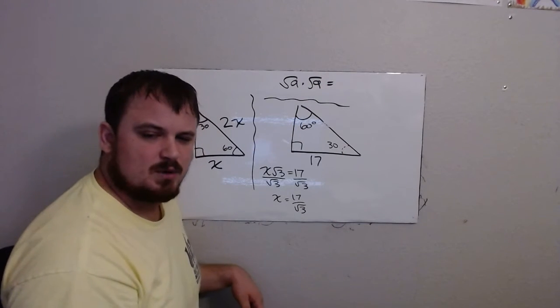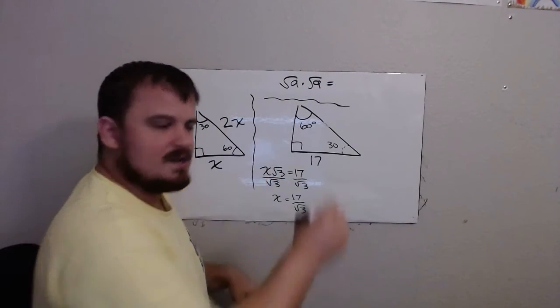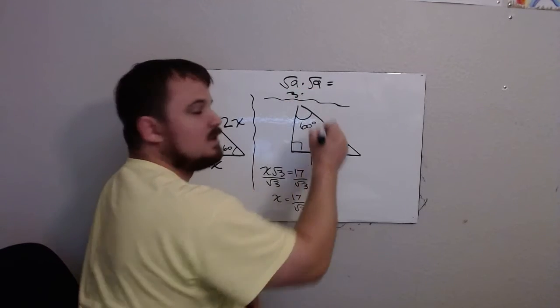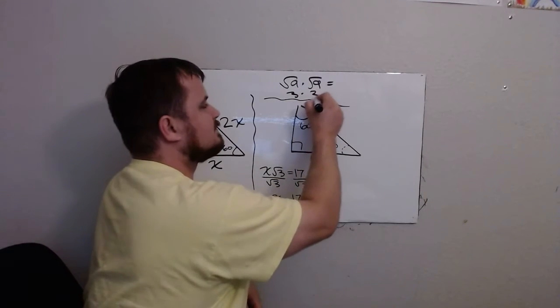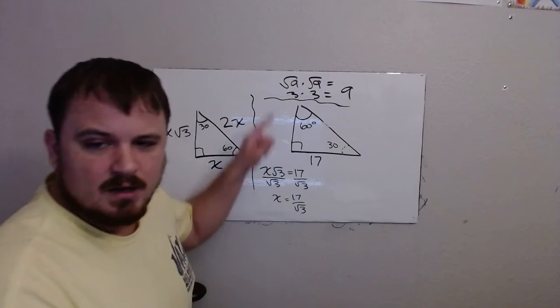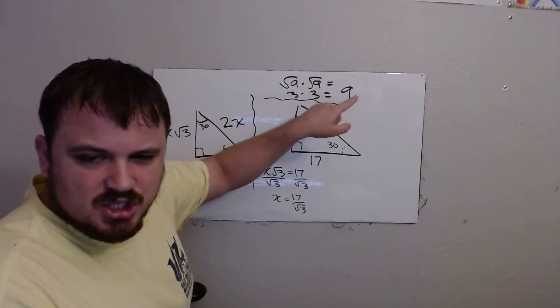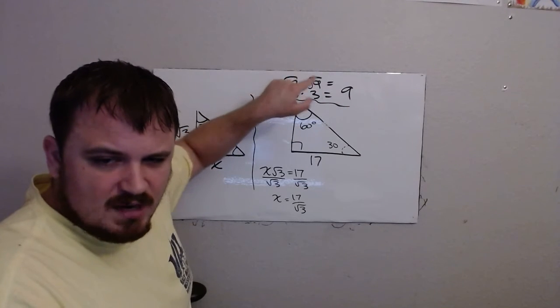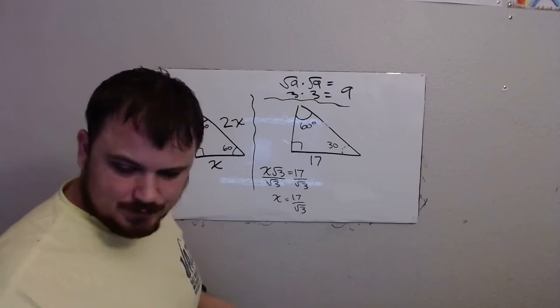Let me take a generic example. What's the square root of 9 times the square root of 9? Well, the square root of 9 is 3, and the square root of 9 is 3, and 3 times 3 equals 9. So the square root of 9 times the square root of 9 is just 9. Notice what happens? Root times root just cancels out the root.